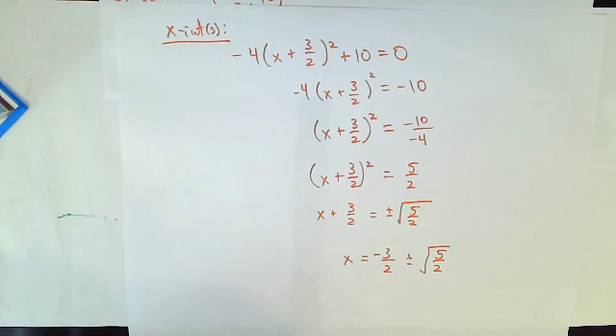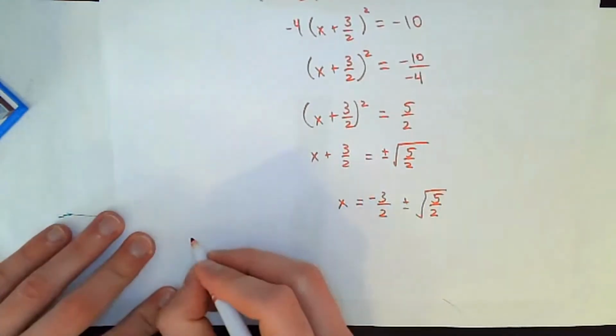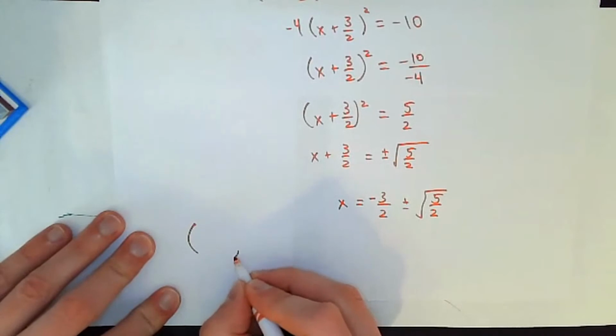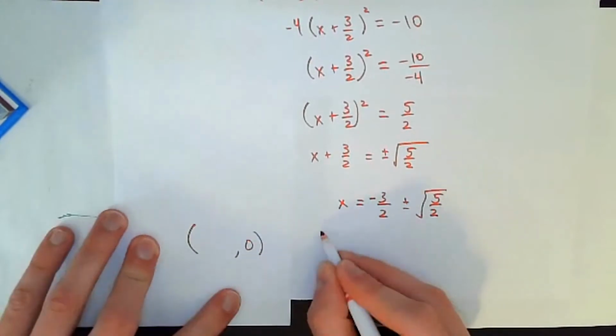Now you need to find the approximate values here, so I'm going to write down the approximate values as decimals.